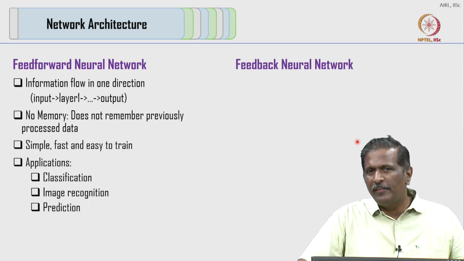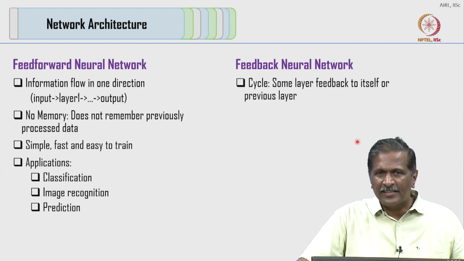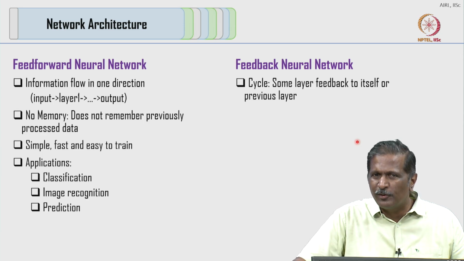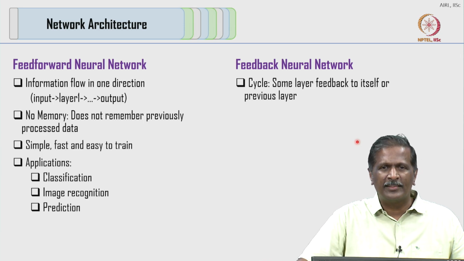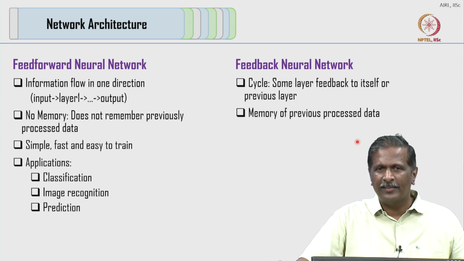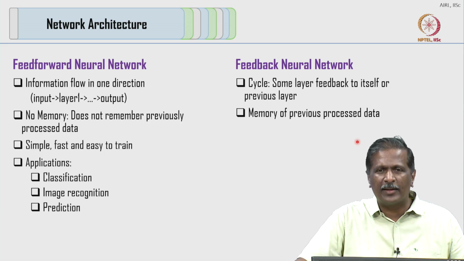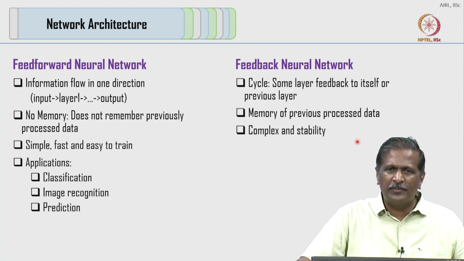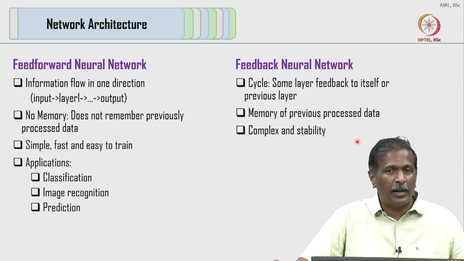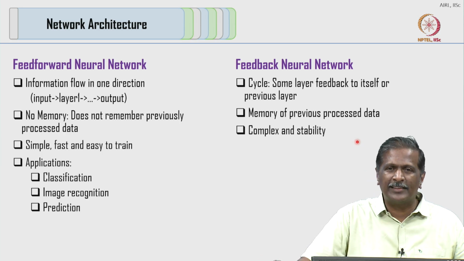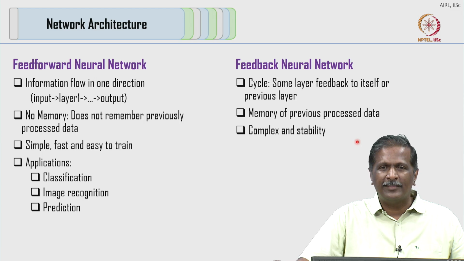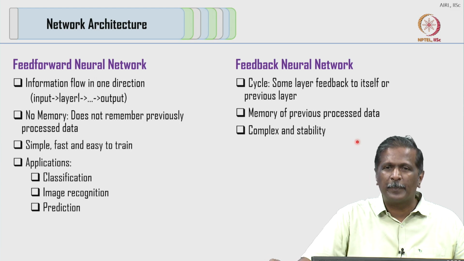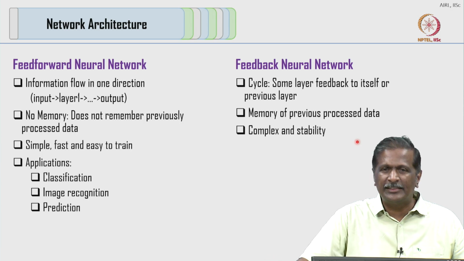On the other hand, feedback neural networks have a cycle. Information doesn't flow in one direction, it goes in a cycle. Some layers feed back to themselves, or they can feed back to the previous layer. There is a memory: previously processed data is stored somewhere and fed back. Because it has memory and a cycle, it's very complex, and stability is a problem. Think about it, if your feedback is positive in nature, the output keeps growing bigger and bigger. The moment we have feedback, stability is always an issue.